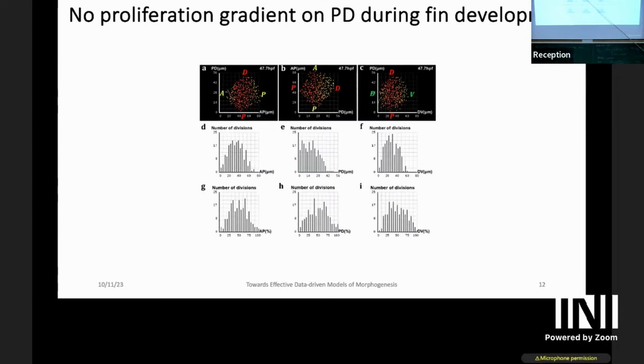So the growth-based hypothesis said that if it was true, we would count more divisions at the distal end than at the proximal end. But this is not what we observe. Even when we divide it in relative bands, because the fin doesn't have the same height at all points in development, we just don't see that. So we thought this was enough to discard this hypothesis.